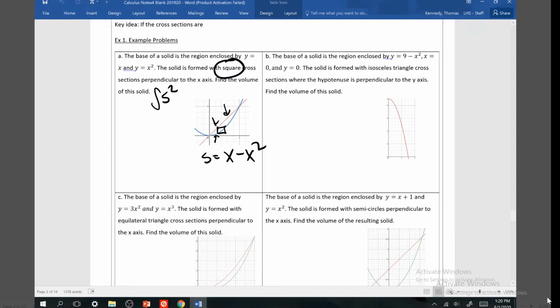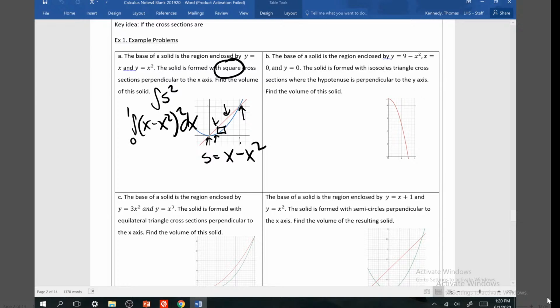Because our side is in terms of x, I'm going to use x as my bounds. So I'm going from 0 to 1, where these two things meet. So I can rewrite this as the integral from 0 to 1 of side squared, but instead of writing side, I'm going to write x minus x squared dx. And that's it. So I took the square formula, plugged in what the side length was based on my picture, and then just integrated from the bounds given to me again in the picture.